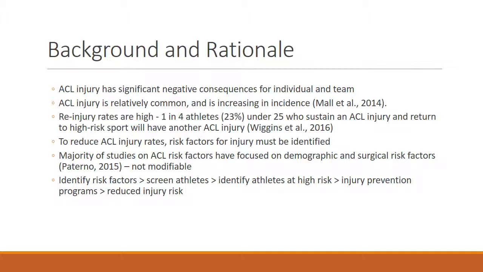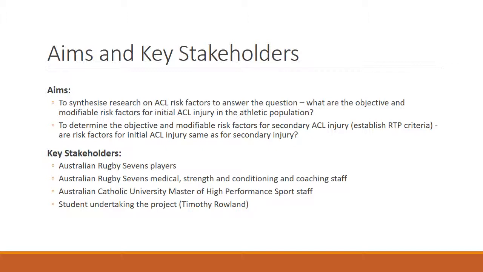So we want to look into the things that we can control, and that's what I wanted to do with this review. Once we can identify these risk factors that we can control, we can then screen the athletes for them and identify the athletes that are potentially at high risk, give them injury prevention strategies, and that will hopefully lead to a reduced injury risk, which the research has shown that neuromuscular programs do help prevent injury for ACL. So therefore, that's what I wanted to do with this review.